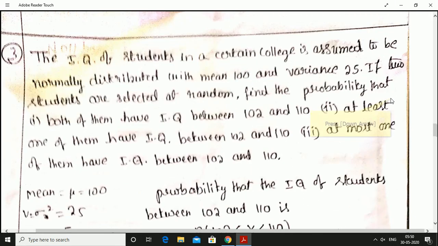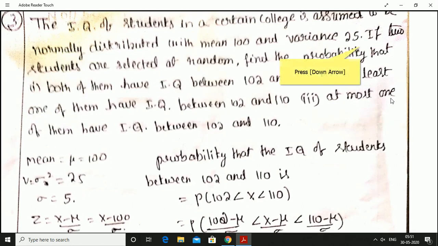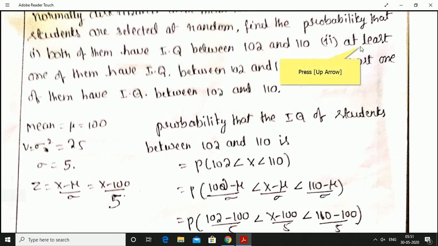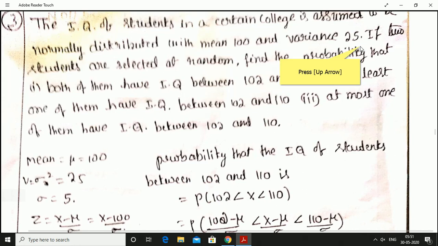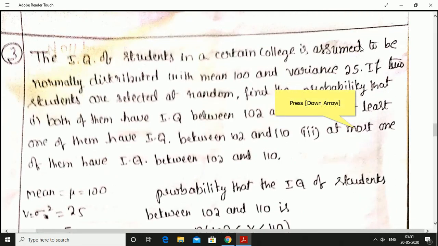Next problem. This is the model question paper problem. First problem is also a model question paper problem. The IQ of students in a certain college is assumed to be normally distributed with mean 100 and variance 25. If two students are selected at random, find the probability that both of them have IQ between 102 and 110, at least one of them has IQ between 102 and 110, at most one of them has IQ between 102 and 110.